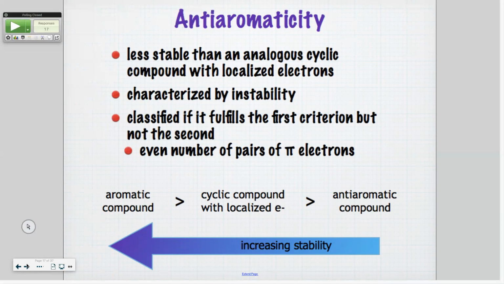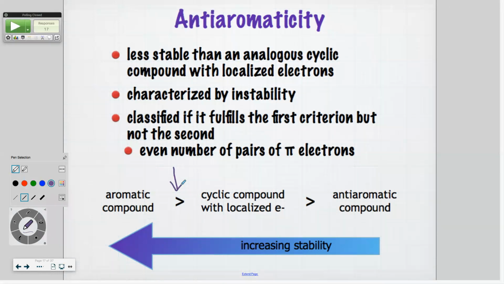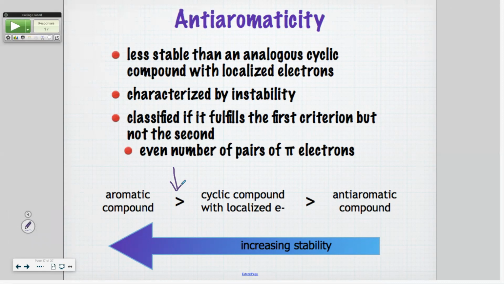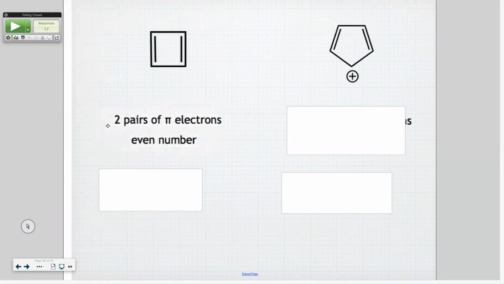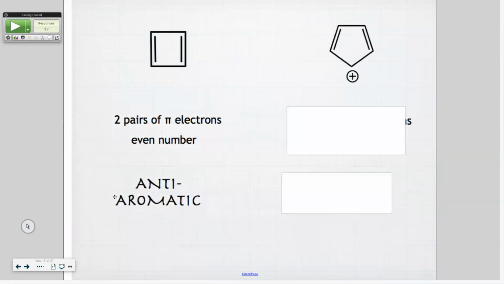Since we seem to have this little issue here, do you see which way those are going? Which is most stable? Aromatic. Which is least stable? Anti-aromatic. This is just delocalized electrons. Just making sure. So look at this first compound up here. How many pairs of pi electrons do I have? 2, and that is what? Even or odd? Even. Are you sure? Just checking. It's an even number. This compound is classified as anti-aromatic.